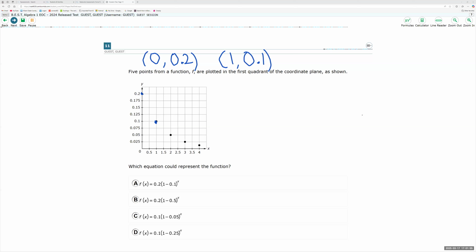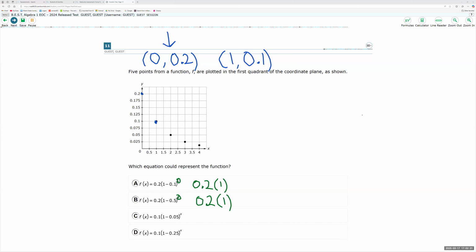To get the value of y when x is 0. What happens when x is 0? You also have to remember that anything raised to the power of 0 is 1. Okay, it's not 0. So that parenthesis to the 0 is 1, and everything outside the parentheses stays outside. So that's 0.2 times 1. This is 0.2 times the parenthesis to the 0, which is 1.